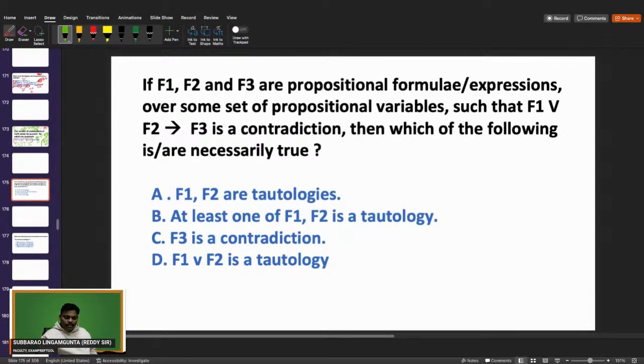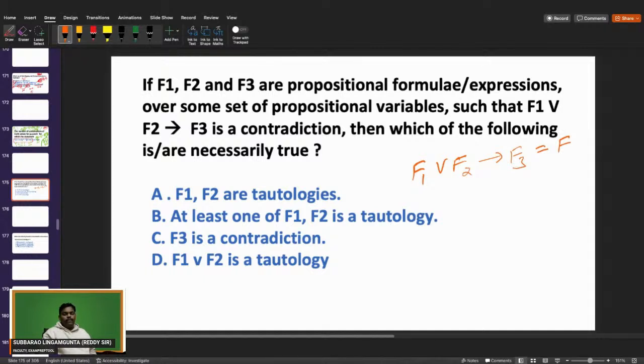Can anyone try this? You want to prove F1 or F2 implies F3 is a contradiction. Contradiction means false, all false. You want to prove F1 or F2 implies F3 is equal to contradiction. Means all false you want to prove.